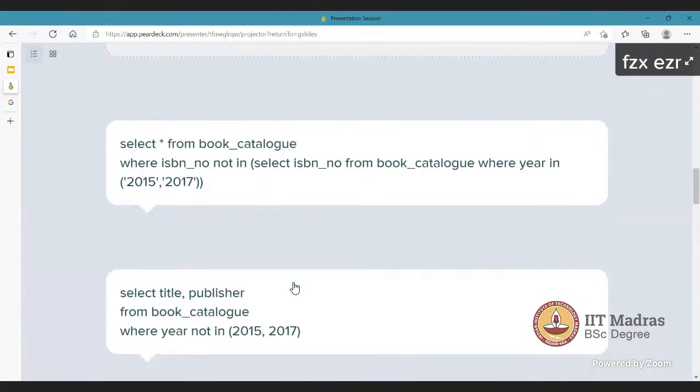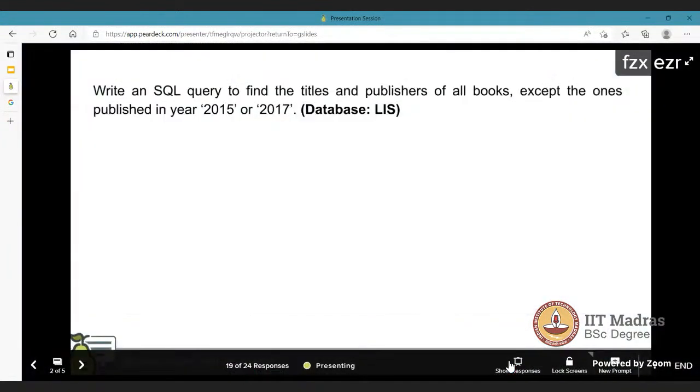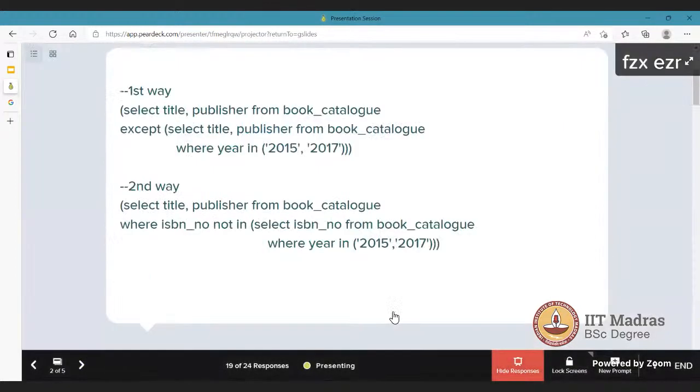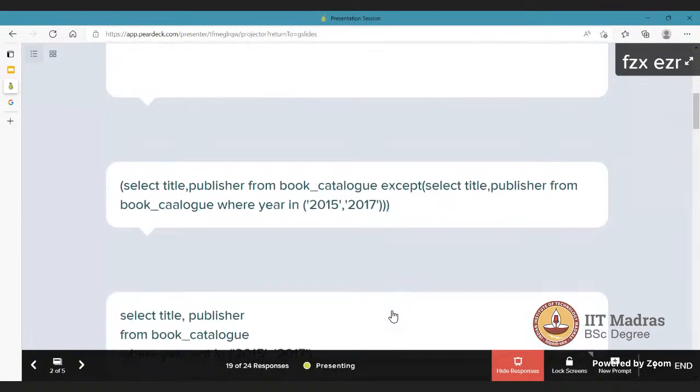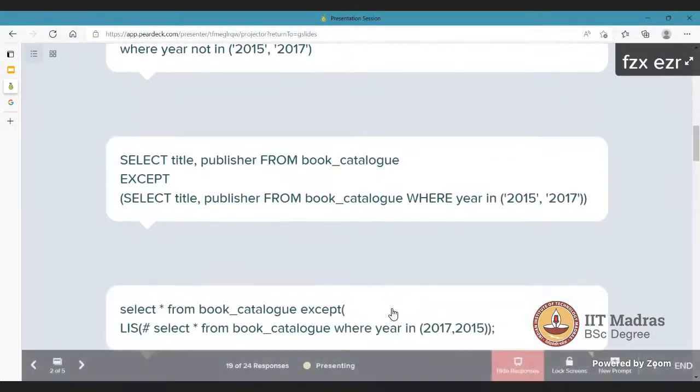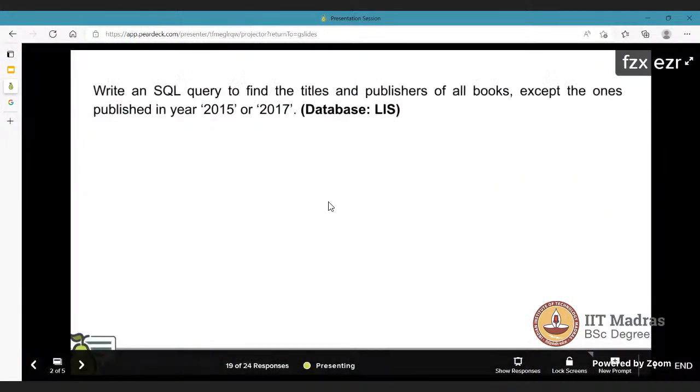I think it will. The question is saying that it will not publish the book. It does not record the books which are in 2015 and in 2017. Yeah, it will be. Yeah, sorry. Okay, so any more doubts on this question?